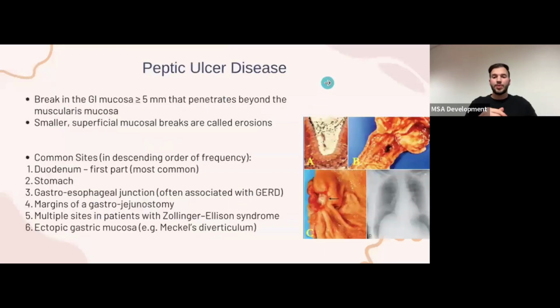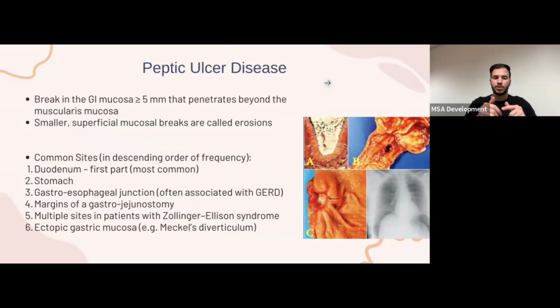Now, what is peptic ulcer disease? Peptic ulcer disease is a break in the GI mucosa of 5 or more millimeters that penetrates beyond the muscularis mucosa. Smaller superficial mucosal breaks are called erosions and not ulcers.